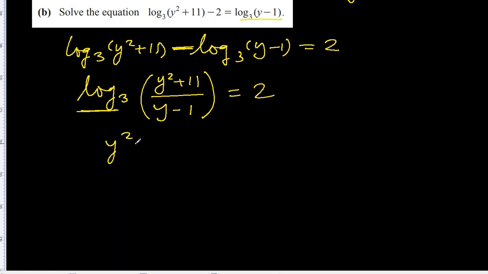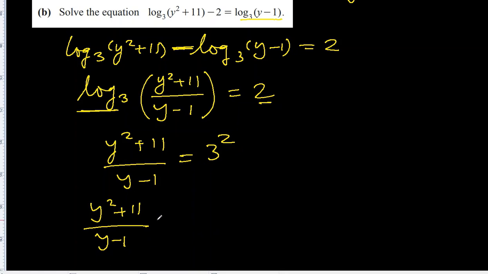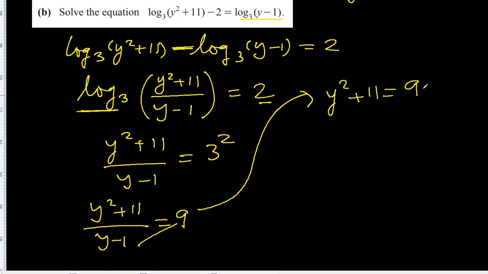So I will liberate y square plus 11 over y minus 1 from the log, and that has an effect that this 2 becomes the exponent of the base on the other side. This 3 was the base, it becomes 3 square here. So y square plus 11 over y minus 1 equal to 9. And let's try to make it a quadratic equation here. Y square plus 11 equal to, cross multiply, 9y minus 9.